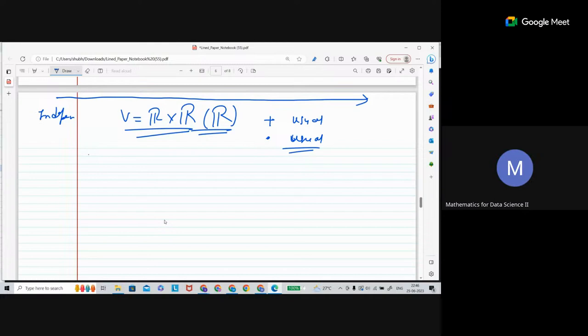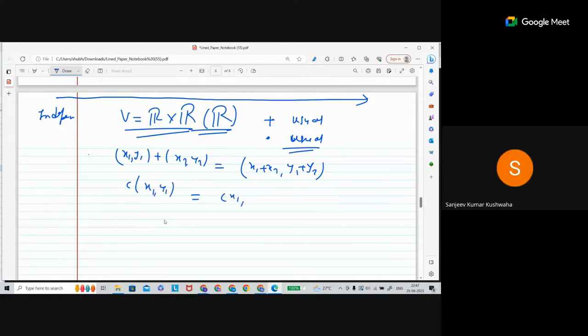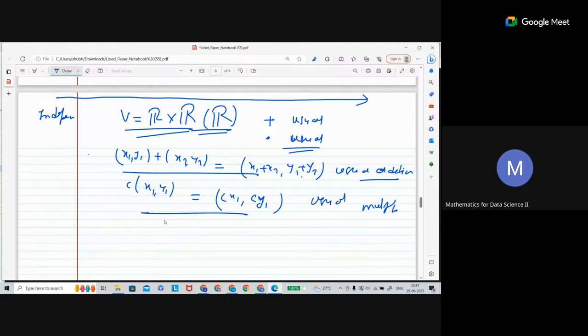Normal addition and normal multiplication: if you are taking two vectors here, it means coordinate-wise addition, x1 plus x2 comma y1 plus y2, and multiplication is c x1 comma c y1, coordinate-wise. This is the meaning of usual addition and usual scalar multiplication. If it is in three coordinates x, y, z, you separately add them coordinate-wise, and do the usual multiplication.